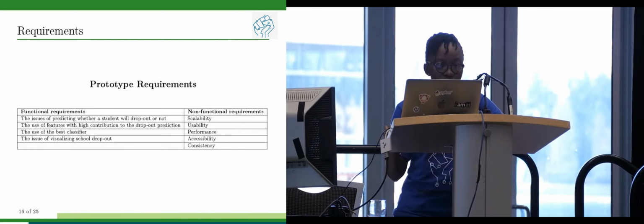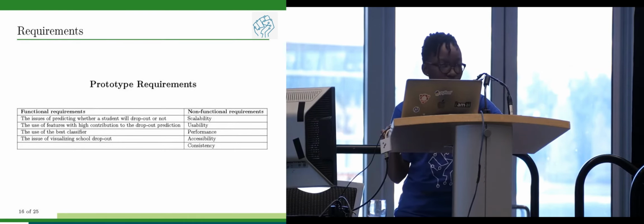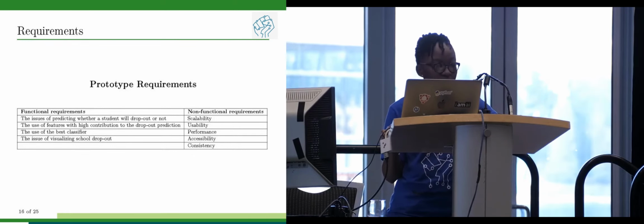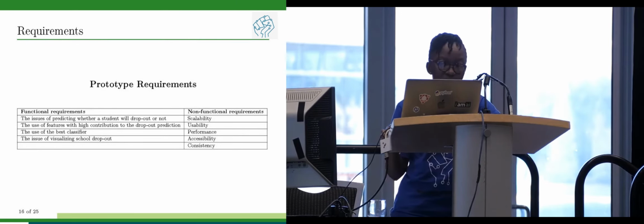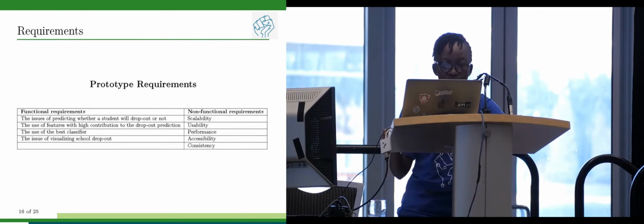For the prototype requirements, we consider both functional and non-functional requirements. For the functional requirements, we check the issue of predicting whether a student will drop out or not, the issue of features with high contribution to the dropout prediction, the use of the best classifier, and the issue of visualizing school dropout. For the non-functional requirements, we check scalability, usability, performance, accessibility, and consistency.